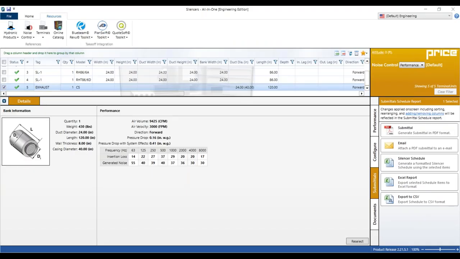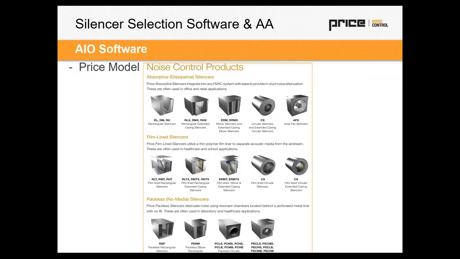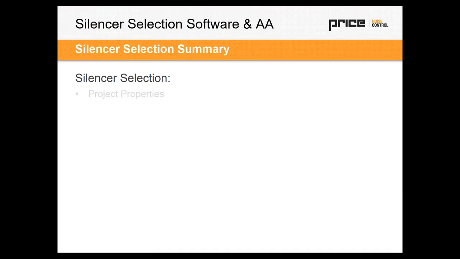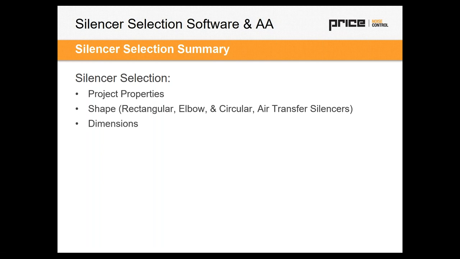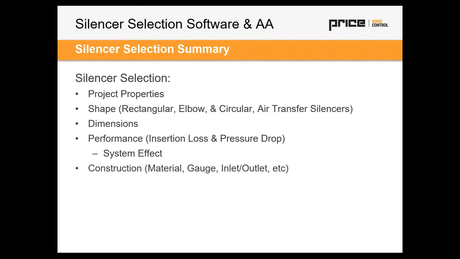That being said, let's quickly move on into the rest of the presentation. In summary, you could have project properties, you could select different shapes, you could add any dimensions that you might want. When you do a silencer selection, you're gonna get insertion loss, pressure drop, generated noise, you could add system effects, you could do different materials such as galvanized, stainless steel, aluminum, you could have slip and drive connections, you could have flanges, you could have circular end caps, for example, you could get a wide variety of results to either be conservative or cost effective. You could create submittals, you could create a schedule, and you have a resource tab with a bunch of documents that will help you specify a silencer job.